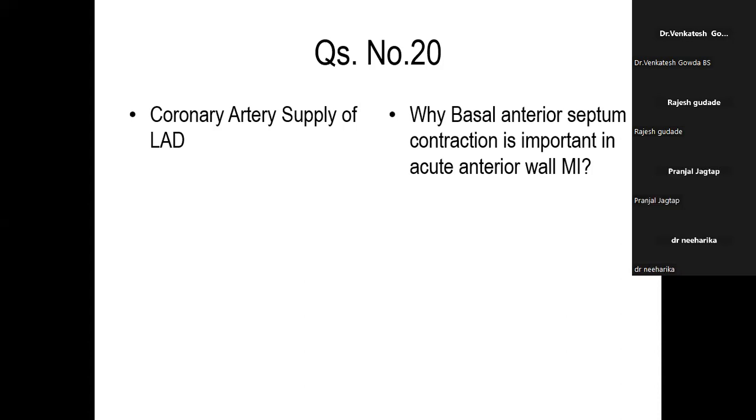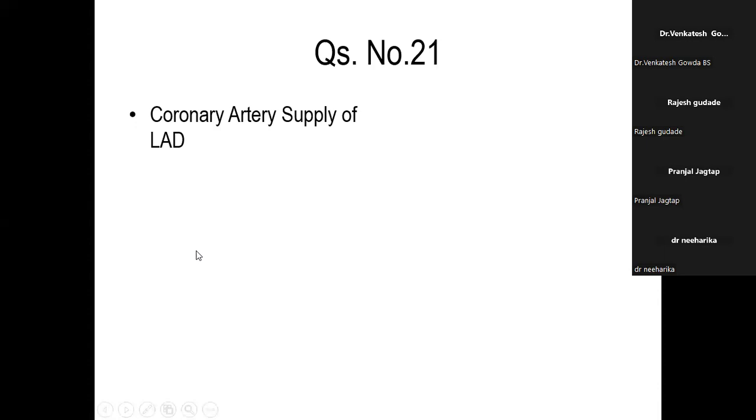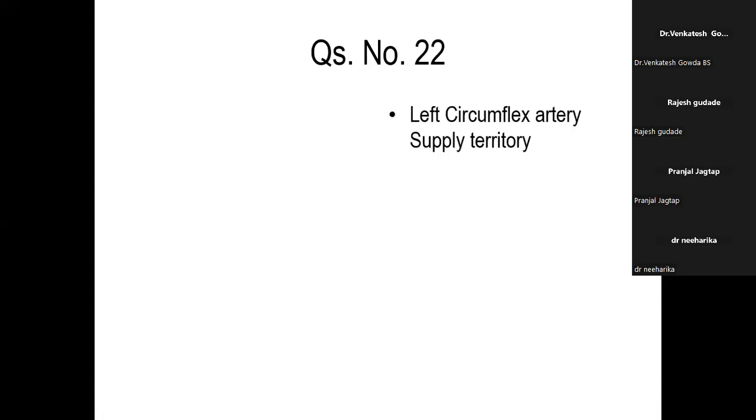Rahul. Rahul, are you there? He's not there. Yes, sir. So Rahul, get ready for the next question. Left circumflex artery territory, Rahul. Sir, left circumflex artery in 4-chamber view supplies apical lateral, mid anterolateral, and basal anterolateral. Okay. And sir, in 2-chamber it is LAD and LCx. Yes, sir. In apical 4, these are the segments, sir. Okay. Apical lateral, mid anterolateral, and basal anterolateral.